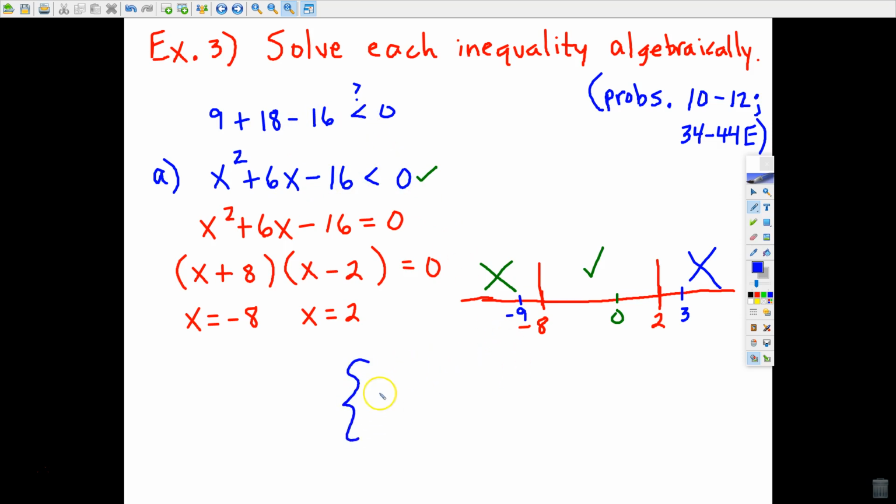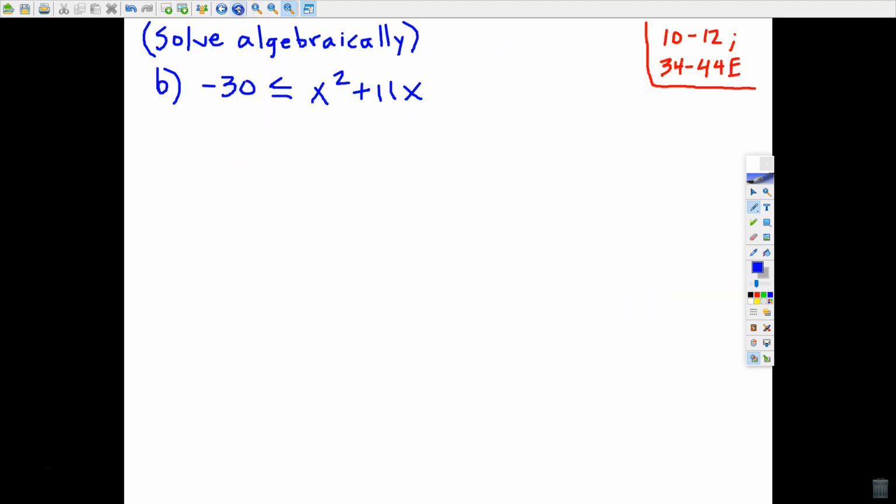So here's my final answer. All x's such that the x is between negative 8 and 2, and we're not going to include negative 8 or 2 again because it doesn't say or equal to. So that's my answer for letter A.